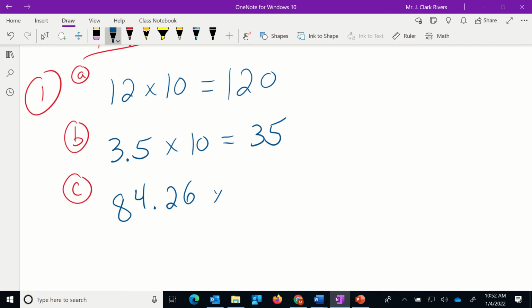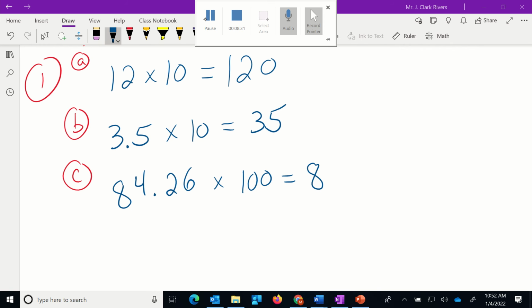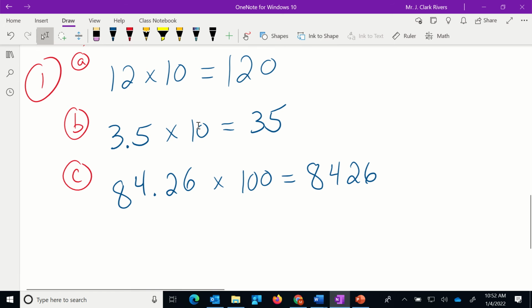What if we had this? 84.26, and we multiplied it by 100. See if you can figure out what that would be. 8,426. So Veda, earlier we were multiplying by 10 and we moved our decimal 1 spot to the right. Now we're multiplying by 100 and you move the decimal how far? 2 places to the right.